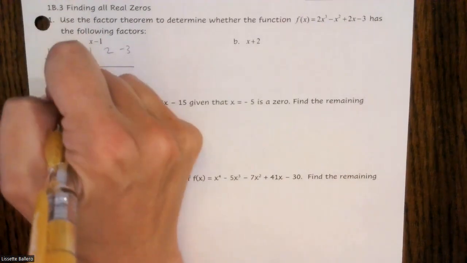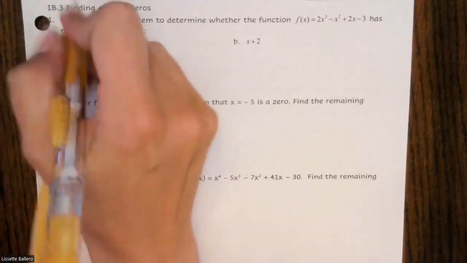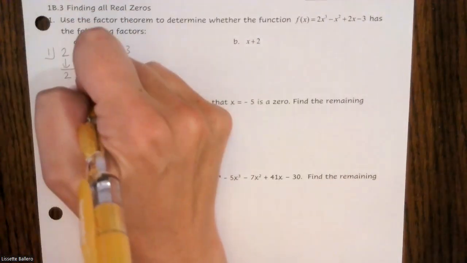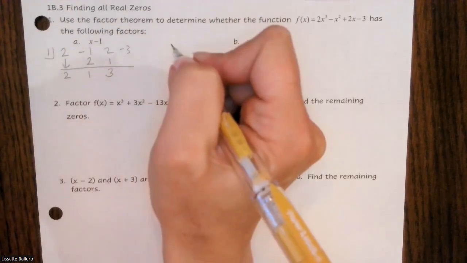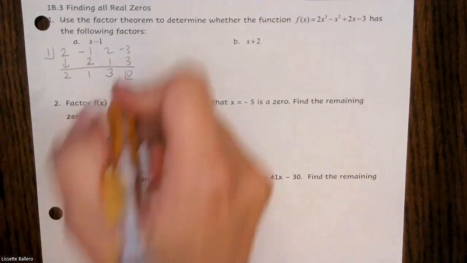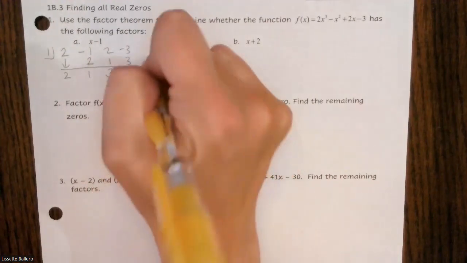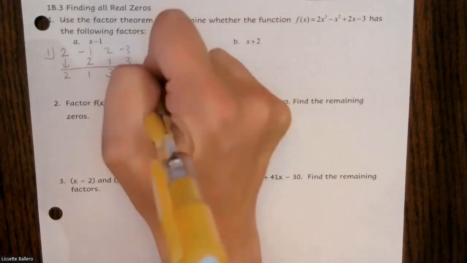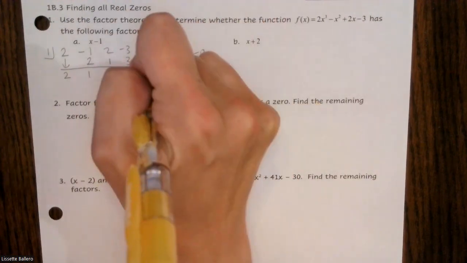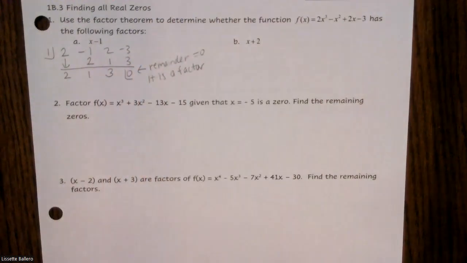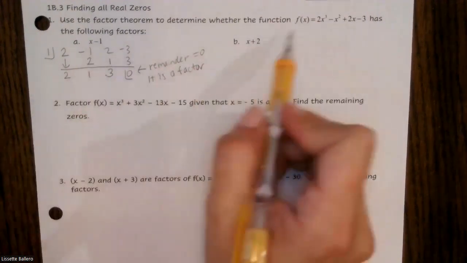and then we're going to multiply to get the next line here. So 1 times 2 is 2. We add as we come down, so that's going to be a 1. Multiply 1 times 1, add vertically, and then we multiply and add. And so there is no remainder on this. Our remainder is 0. So we know that this is a factor. That tells me that 1 is one of our roots for this polynomial right here.